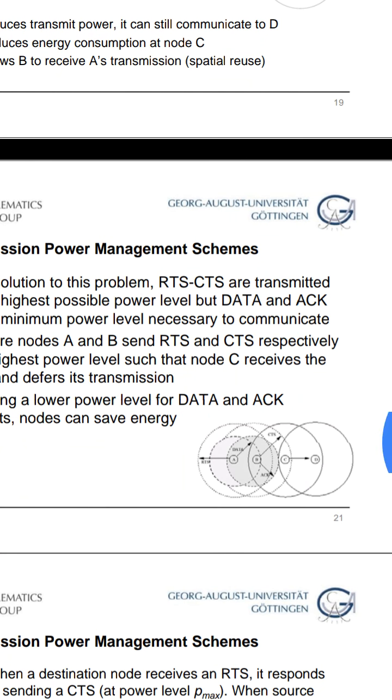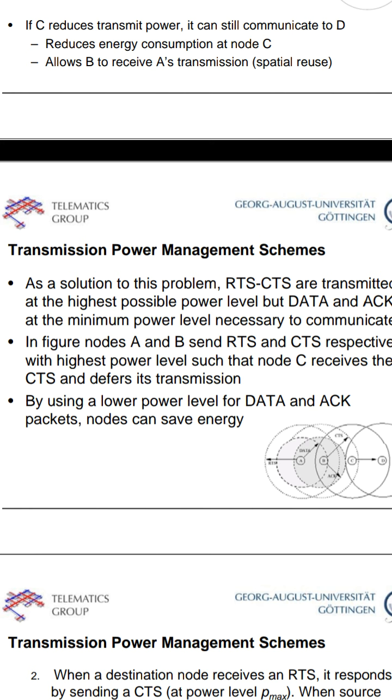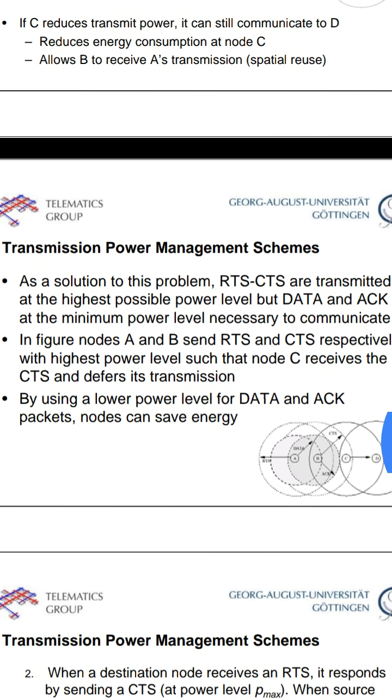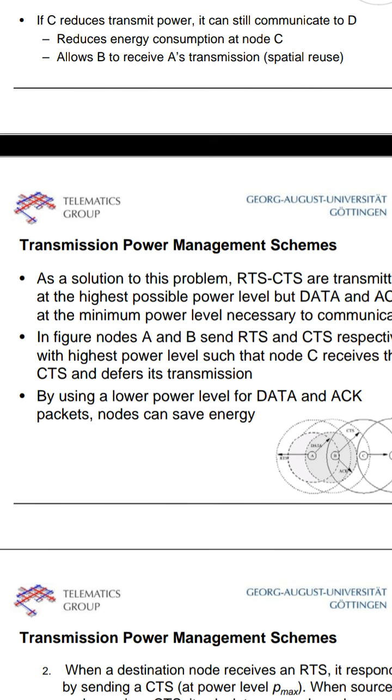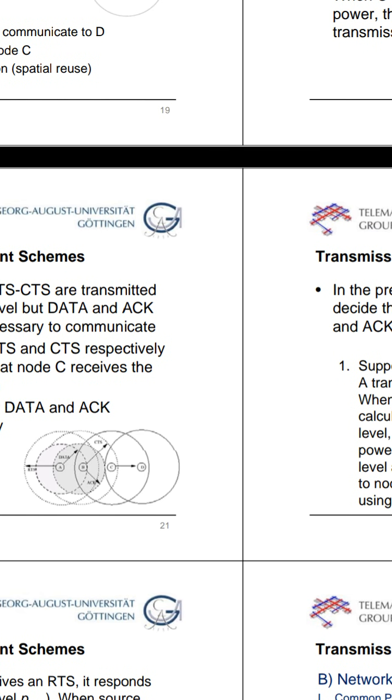Before going to transmission, first RTS and CTS messages are transferred. So request to send and clear to send messages are transferred. Once the request to send message from A to B is transferred, the RTS and CTS messages are sent with high power levels such that node C receives the CTS and defers its transmission. So the RTS and CTS messages are transferred with high power, then the data and acknowledgement packets are transferred with low power. By changing this type of power management, we can save the total energy.